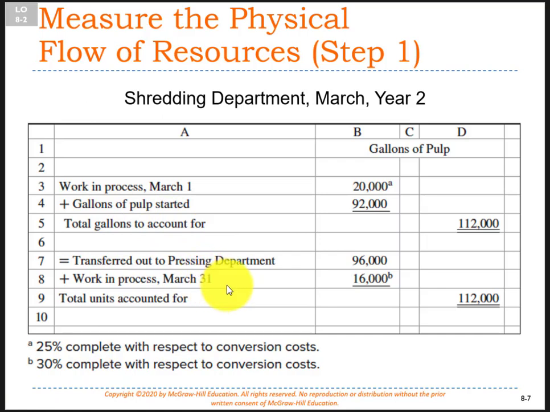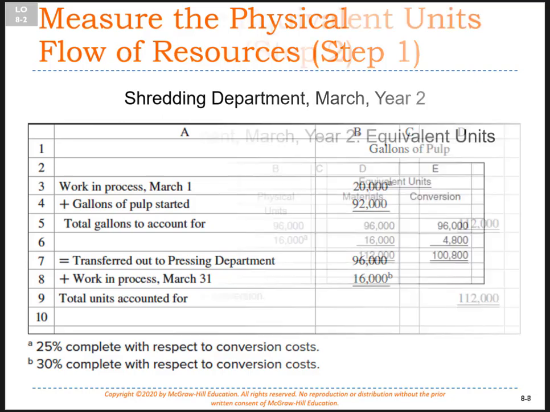So on March 31st, there were 16,000 gallons that we were still shredding, and they happen to be estimated 30% done. 100% done for materials, 30% for conversion costs. So you should always ask yourself that with work in process. You've got a beginning here, you've got an ending here. You can use the dates, you can say beginning, ending, however makes it most sense to you.